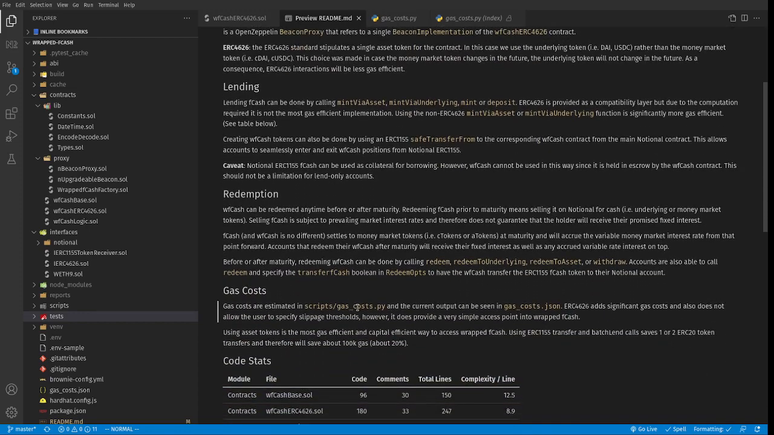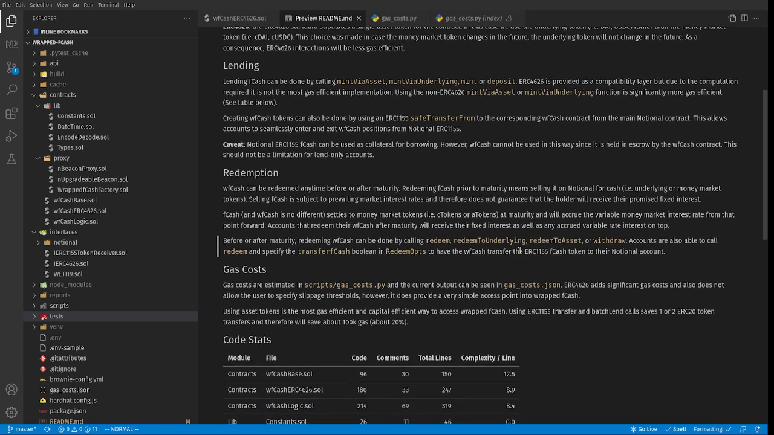There are two primary things that you can do with wrapped fCash. You can lend, which is essentially minting wrapped fCash tokens. There are 4 ways to do this, and we'll talk about how they work. And then there's a more technical way to do this through ERC777 transfers. We'll also show you that, and this is the most gas efficient way to mint wrapped fCash.